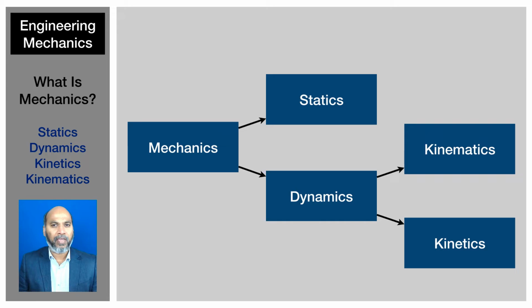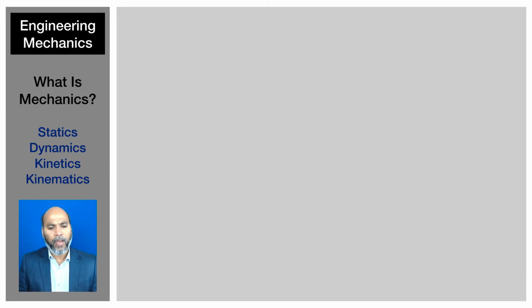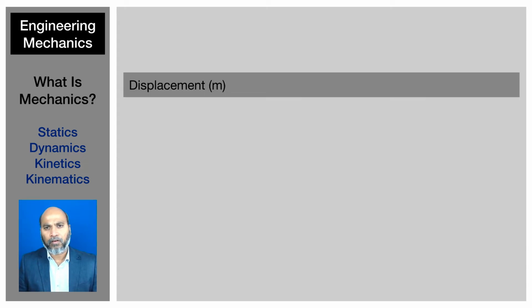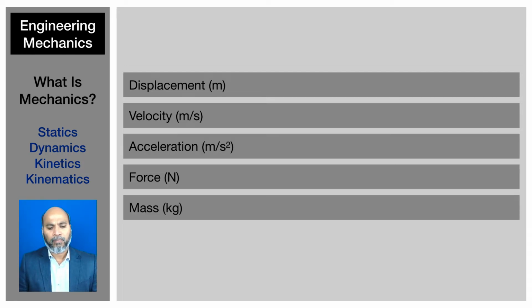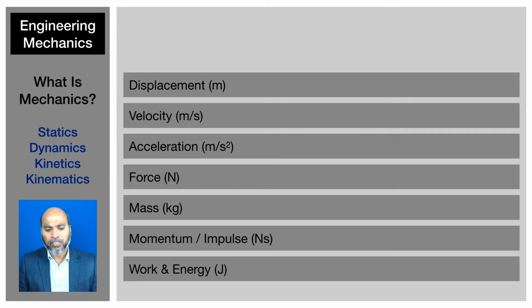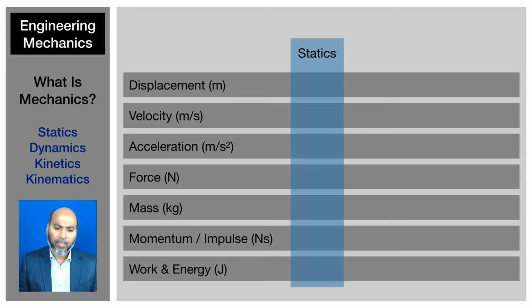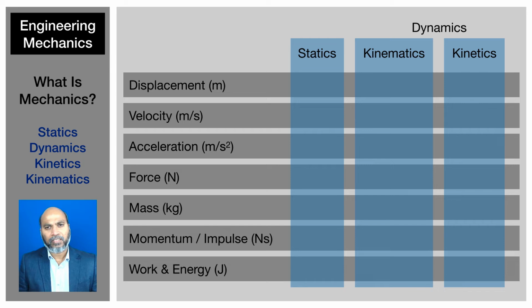So what does this really mean? To understand this division, I think we should go back to the basic quantities in physics. I'm sure as a student of engineering or someone who is aspiring to learn engineering, you must be aware of these physical quantities such as displacement, velocity, acceleration, force, mass, momentum or impulse, and work or energy. Now all these are physical quantities. We'll look at statics, kinematics, and kinetics, the last two being a part of dynamics, right? So how do they all relate to these physical quantities?